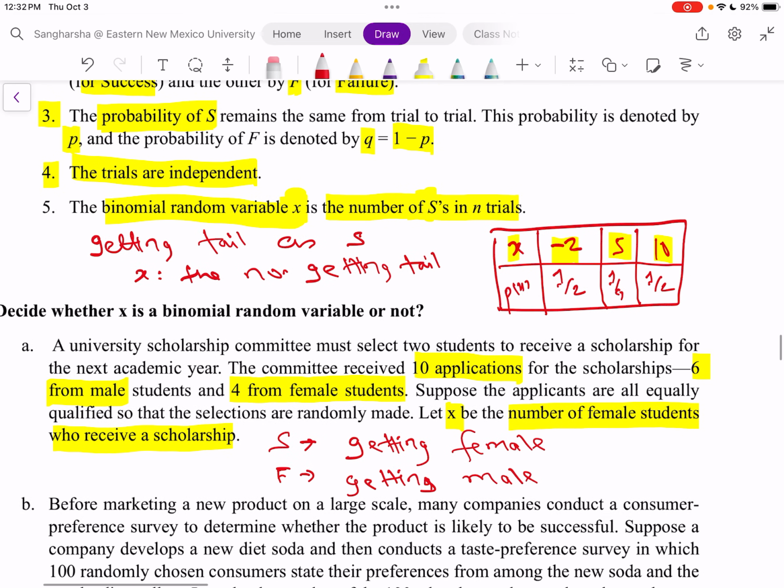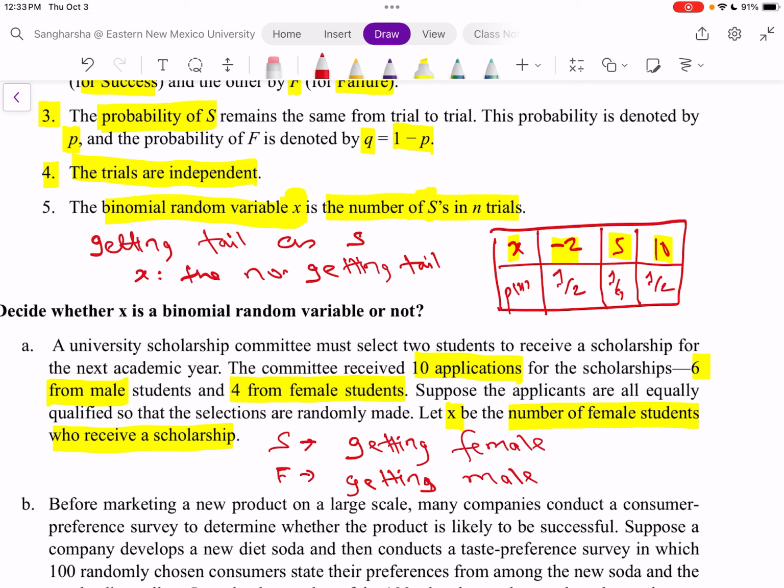Will the probability of getting female be exactly the same in the first trial as well as the second trial? Let's find the probability of getting female in the first trial. What will it be? 6 over 10? No, 4 over 10. So we have 4 female and the total number of applicants is 10. So 4 over 10 is the probability in our first trial.